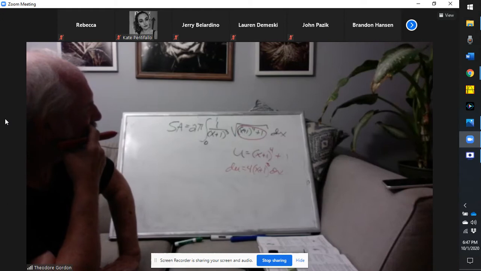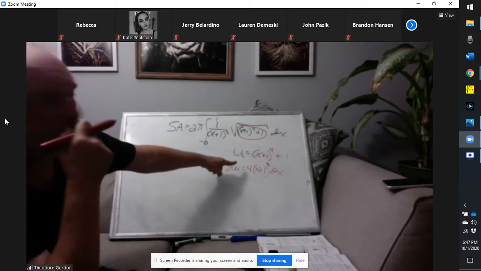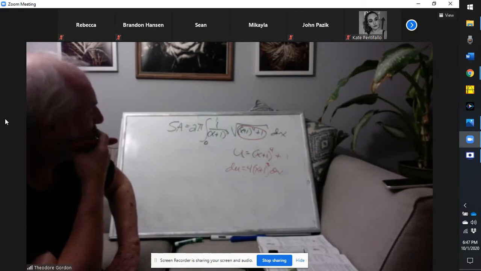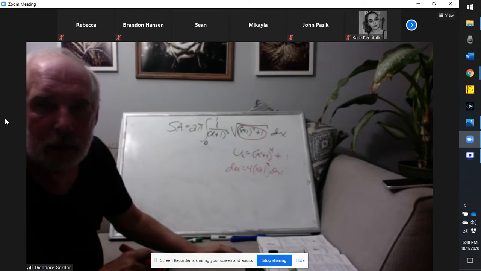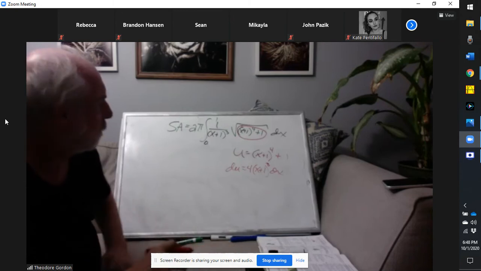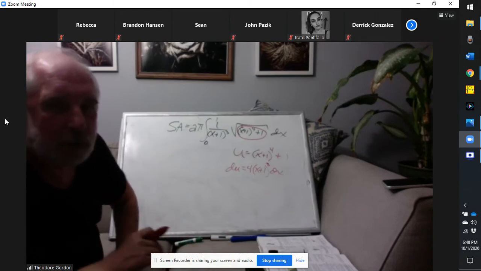Would U substitution work here? This is U substitute. Now I'm thinking maybe it won't. Yeah, I thought the x plus 1 cubes were going to cancel out, but they're both in the denominator. I'm sorry, what'd you say, Michaela? I was saying that I thought the x plus 1 cubed were going to cancel each other out, but they're both in the denominator.